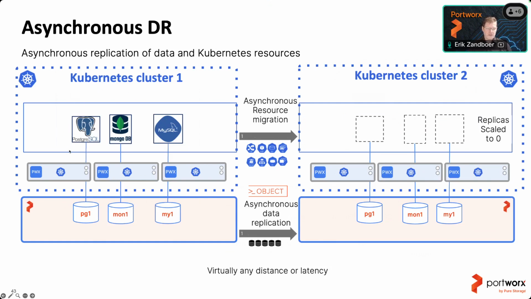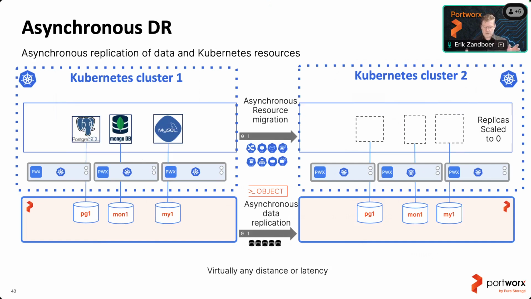So all of these, like the replica sets, the stateful sets, all of the relevant Kubernetes objects for an application get asynchronously replicated to the other side, and they're being scaled down to 0. So basically they are there, they are on standby, they don't consume any resources because they've all been scaled to 0. So Kubernetes just sits there and says, well, this is a replica set, but it's scaled down to 0, so I don't need to run any containers.